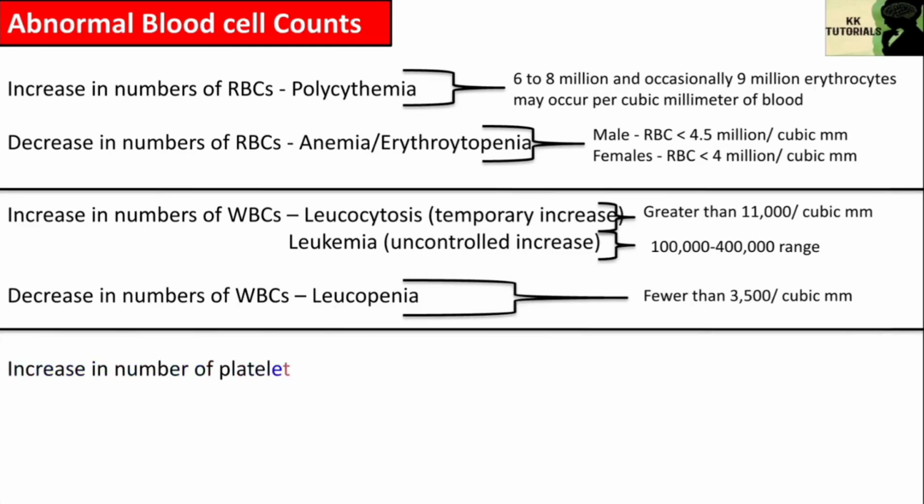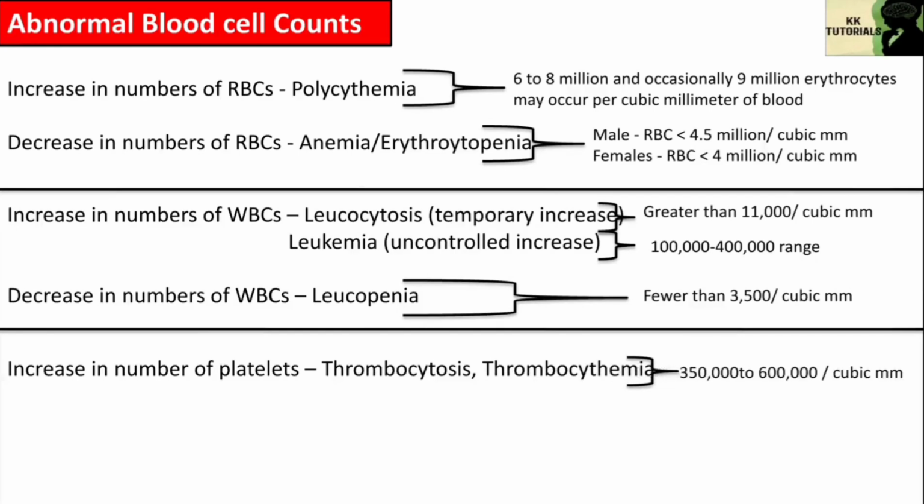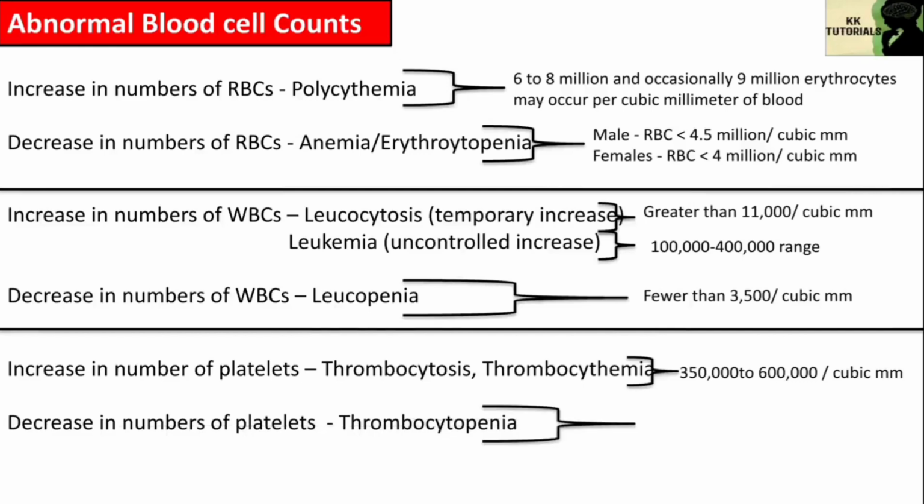Increase in number of platelets causes thrombocytosis or thrombocythemia, where platelet count reaches up to 3,50,000 to 6 lakh per cubic mm. Decrease in number of platelets results in thrombocytopenia, where platelet count is fewer than 1,50,000 per cubic mm.